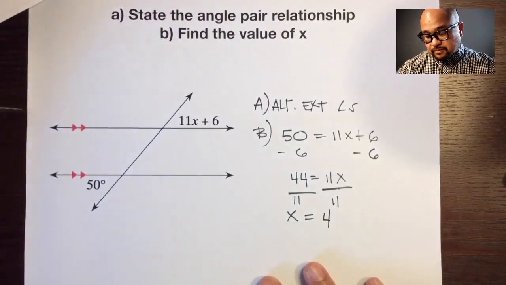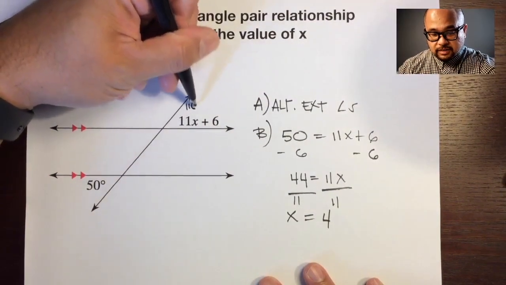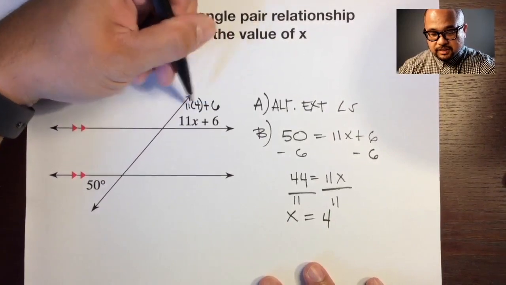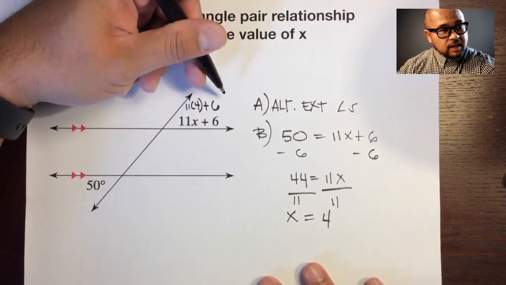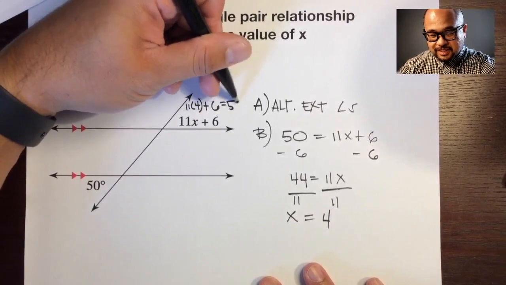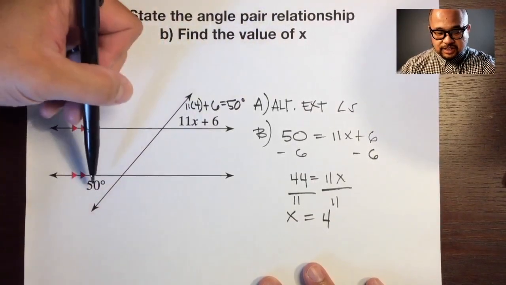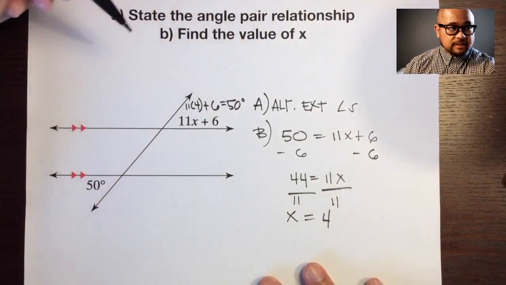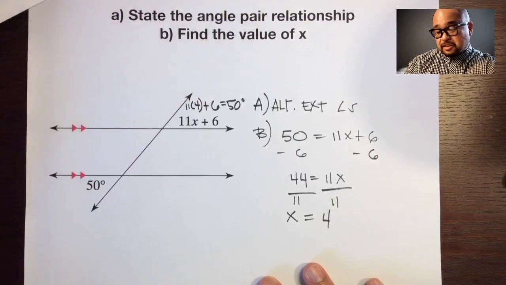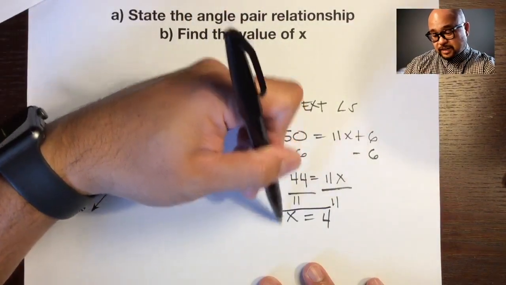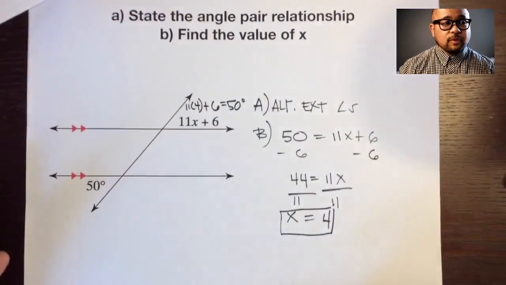How do we know that's correct? Let's plug it in. 11 times 4 plus 6. 11 times 4 is 44. Plus 6 is 50. So look at that. These alternate exterior angles, when these lines are parallel, have the same measure, they're congruent. So we know that the final answer is 4.